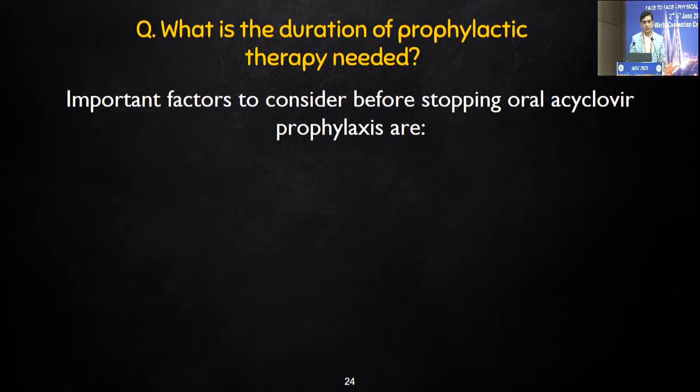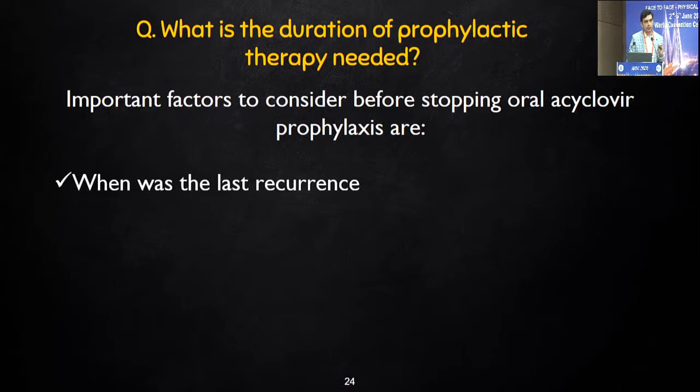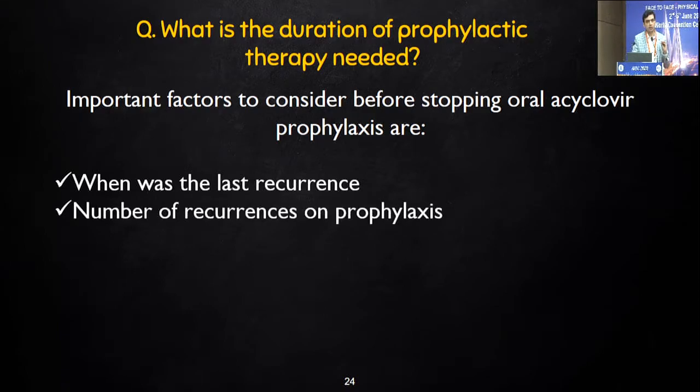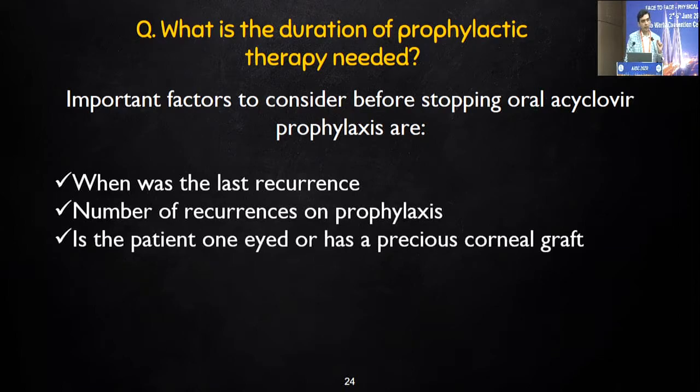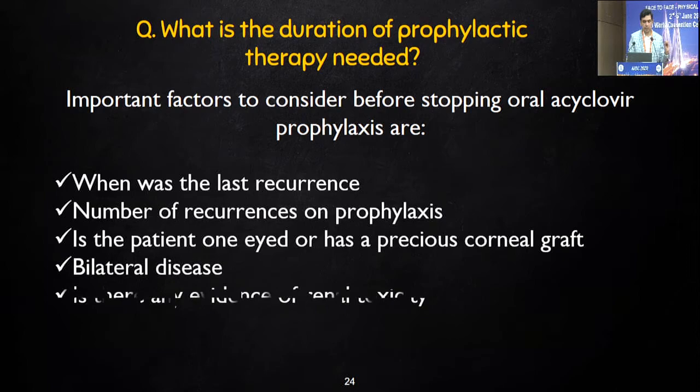Now, what is the duration of prophylactic therapy needed? Important factors you need to consider. This question we are asked very often because the patient doesn't want to continue on the prophylaxis. So see, when was the last recurrence? Has it been more than 6 months or 1 year since the patient has had the last recurrence? What has been the number of recurrences on prophylaxis? Is the patient one-eyed, has a bilateral disease, or a precious corneal graft that needs to be protected? In these scenarios, lifelong acyclovir may be needed.